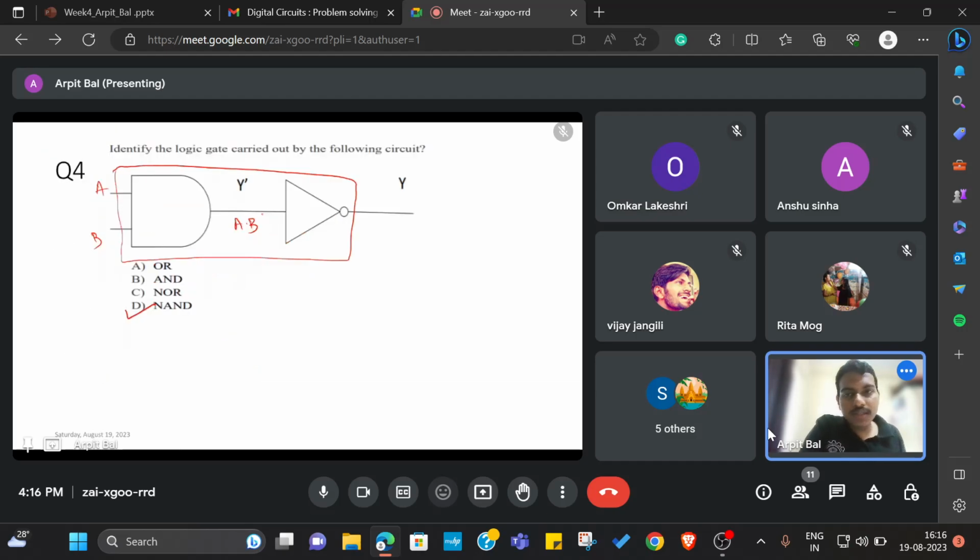Okay, the next question was related to identifying the gates. Suppose it was a black box that was given to you, you had to figure out which gate it was, and almost everyone gave the correct answer that it is a NAND gate.